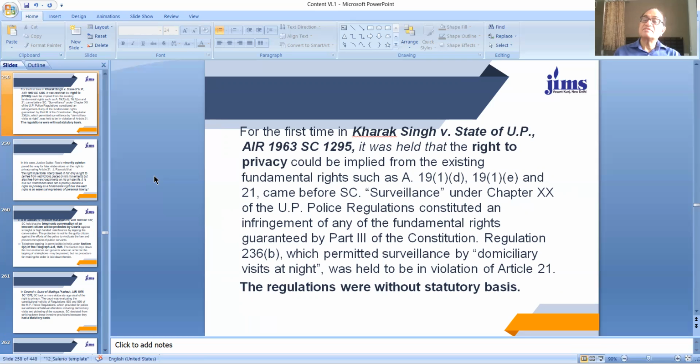The Supreme Court said that this surveillance in the midnight affects my privacy, it affects my right to life. So these regulations were struck down by the Supreme Court as violative of Article 21 because those regulations were without any statutory basis. You can make rules and regulations if authorized by some law, and if it has no statutory basis, it is against the concept of rule of law. You cannot enact a rule or regulation which has no backing of law. So the UP Police Regulation, which permitted domiciliary visits by the police at the places of known criminals, since those regulations were without any statutory basis, were declared unconstitutional by the Supreme Court.